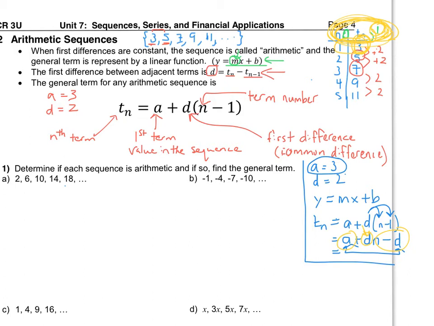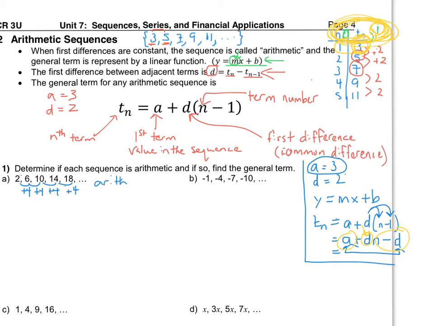It's asking you to determine if the sequence is arithmetic, and if so, find the general term. So let's take a look and see what we can do with this. I'm starting at 2 and going up to 6, so it looks like I'm adding 4. And then from 6 to 10, I'm adding 4. And 10 to 14, I'm adding 4. 14 to 18, I'm adding 4. I apologize, I squished those together so they might not look like plus 4s, but they're all supposed to be plus 4s. And because I'm adding the same amount every single time, it is arithmetic.